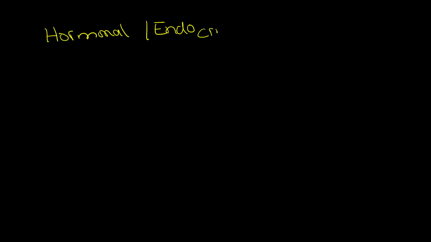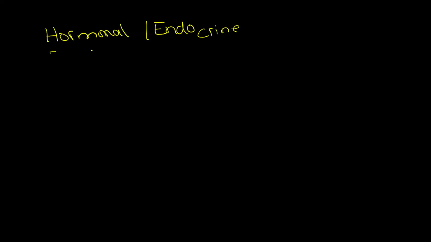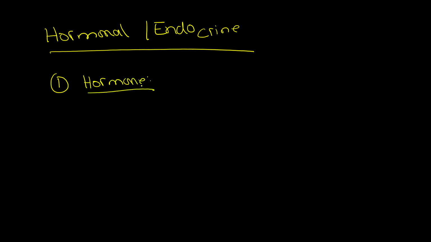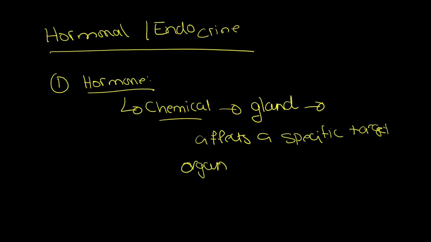Or the endocrine system. From the name, it is a system that releases hormones. Number 1, what is a hormone? You need to know the definition of a hormone. The hormone is a chemical that is produced from an organ called the gland that affects a specific target organ. And why does it affect a specific target organ? Because this specific target organ has complementary receptors. Now, this is the definition.